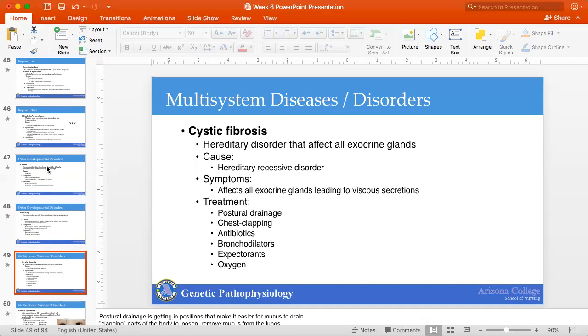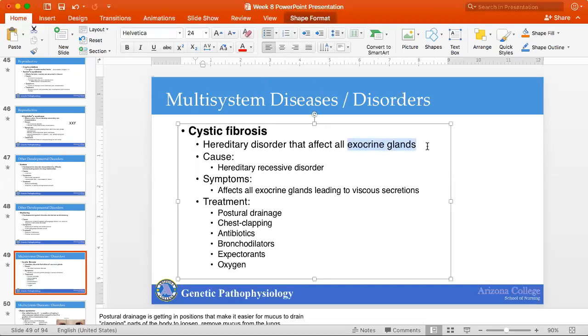Multi-system diseases and disorders. Hereditary disorder that affects all exocrine glands. And if you remember, exocrine glands are those that release onto the outside surface of the body. And so that could include inside the lumen of the digestive tract, which would be considered outside the body.